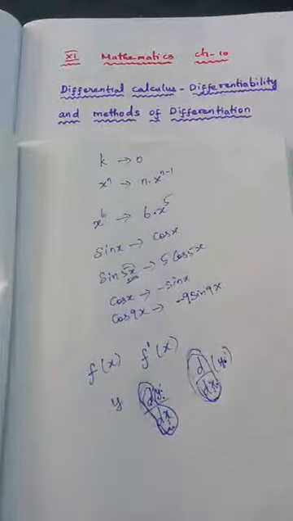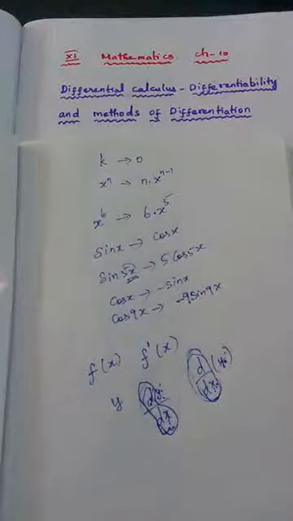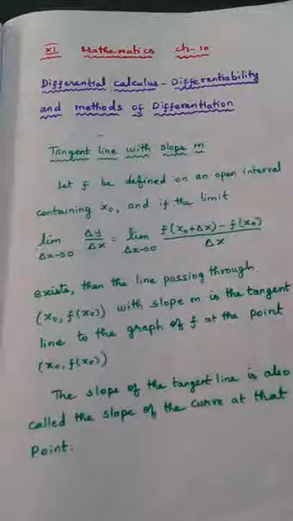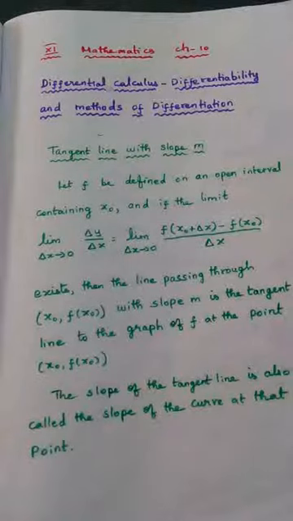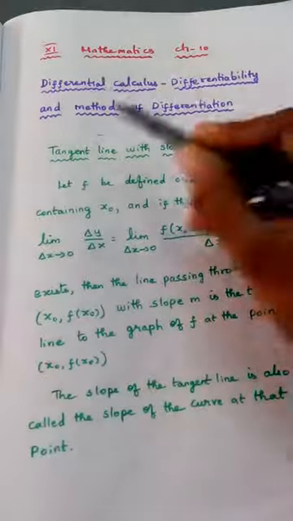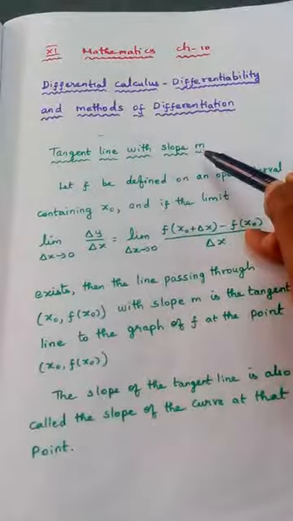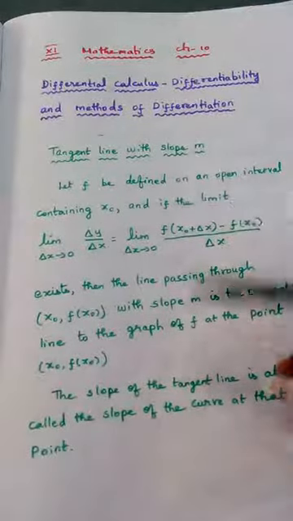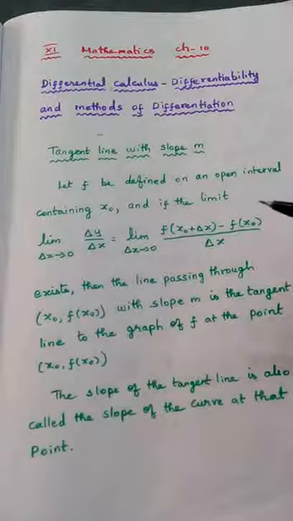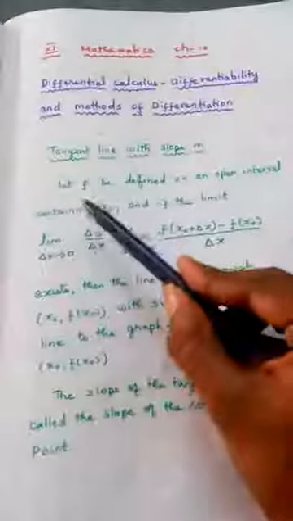Now we will enter into the chapter, by giving some definitions, and accordingly we will see problems related to that. Now the first definition is tangent line with slope m. I'll read out this once again. You just take what is necessary for the problem's sake. First I'll read out this.